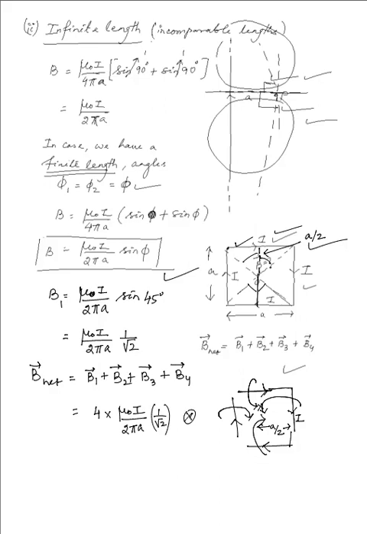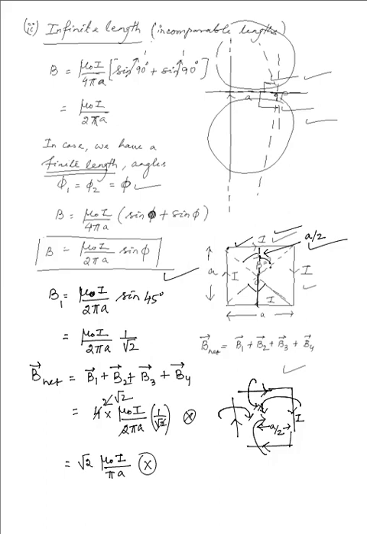And the root 2 is going to get cancelled over here, and we end up with root 2 here. So finally we have the value to be equal to root 2 mu naught I divided by pi a, and all of that into the plane. So this is the answer or the solution to the numerical that I had ended with on the previous video.